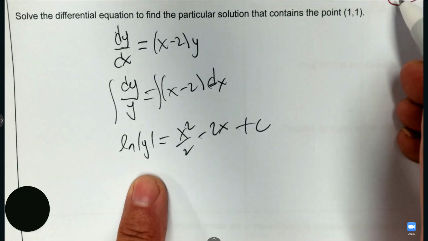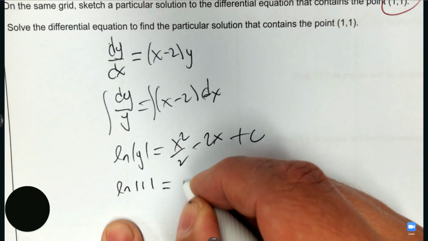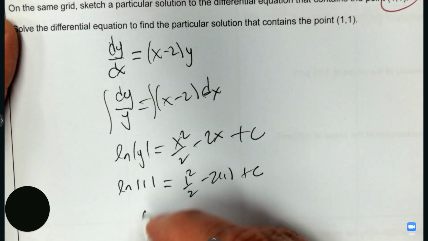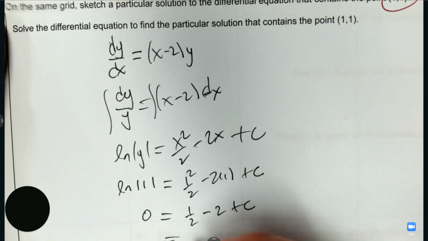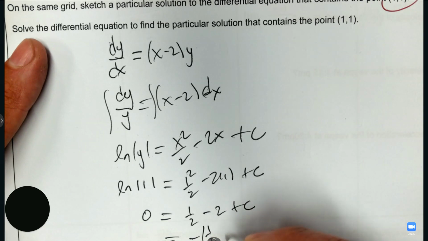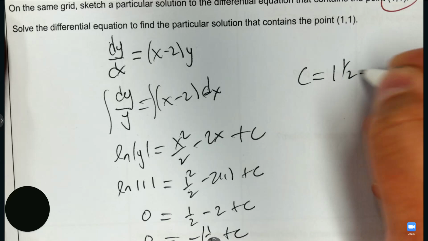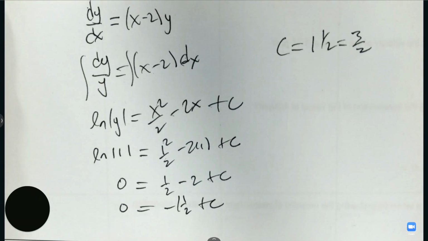And at this point, I'm going to plug in 1, 1. So we have 1 for y and 1 for x. I'm going to solve it for c. So ln 1 is 0. This is 1/2, take away 2. You could write it however you want, but I'm going to add that to the other. So you could either say 1.5 or 3/2. Both are a good answer.